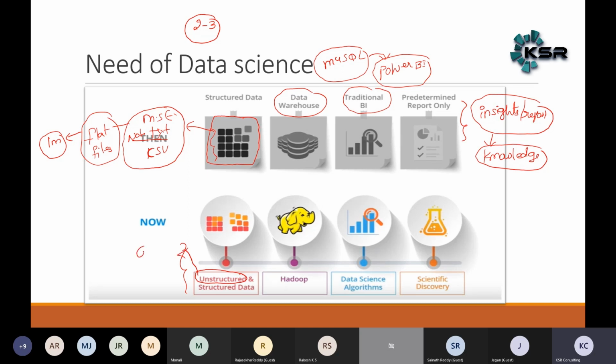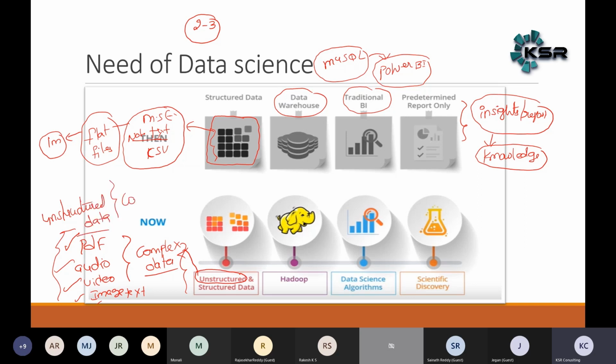Unstructured data is also called complex data. So what do we mean by complex? Any data in the form of PDF, audio, video, image, or text is called unstructured data. The other name for unstructured data is complex data.